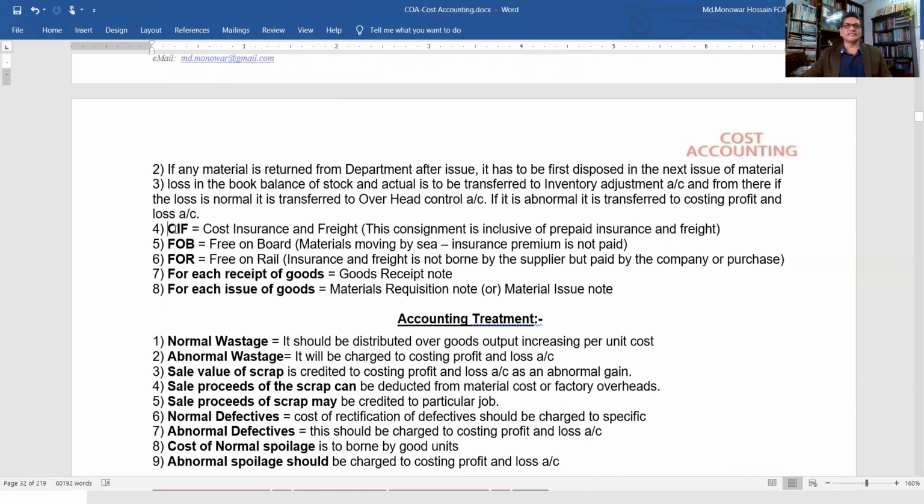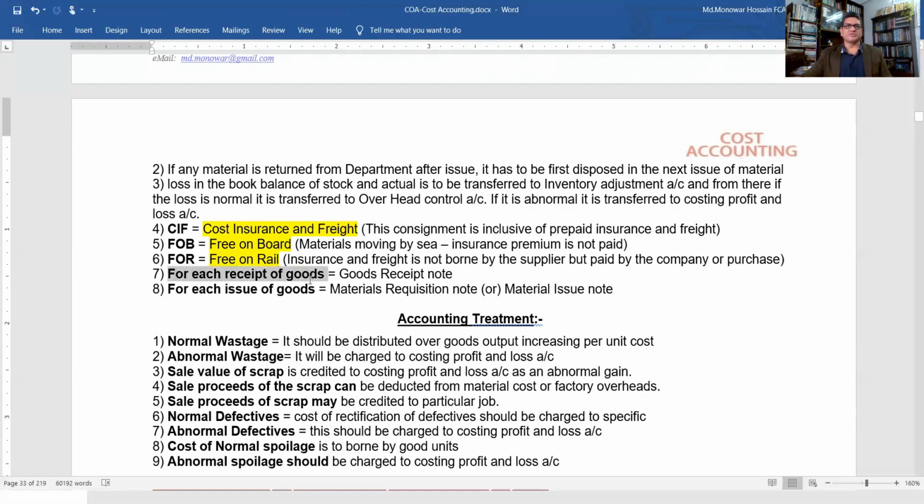So we know CIF means cost, insurance and freight. This consignment includes the prepaid insurance and freight. FOB, free on board. Material moving by sea, insurance premium is not paid. FOR, free on rail. Insurance and freight is not borne by the supplier, but paid by the company or purchaser.